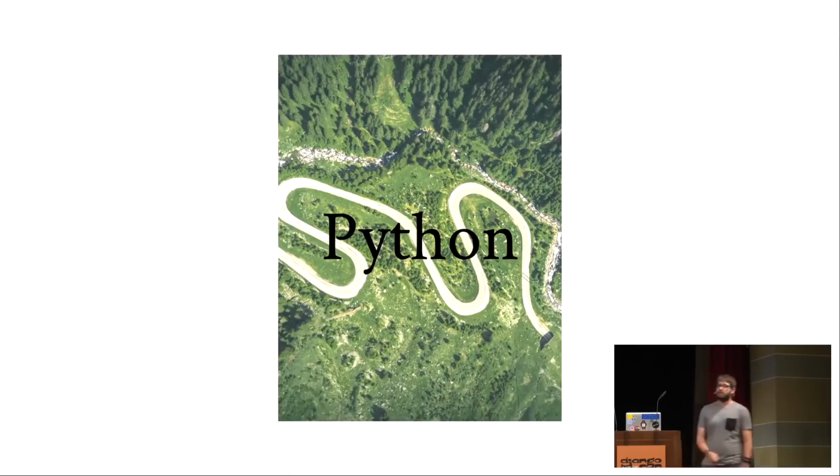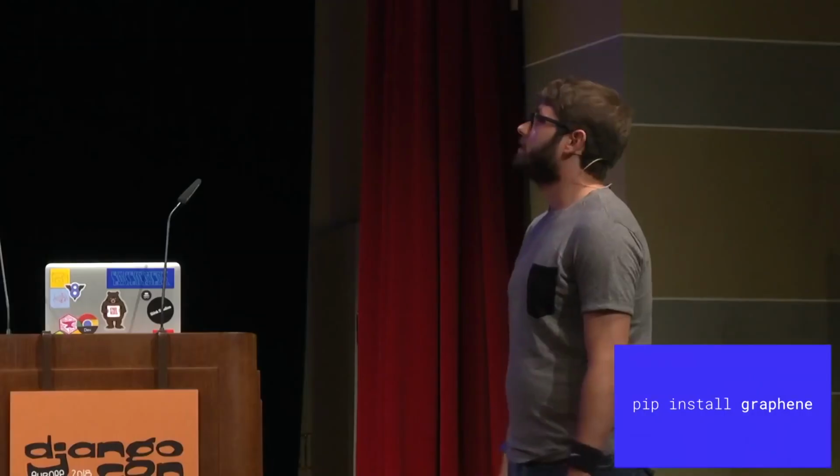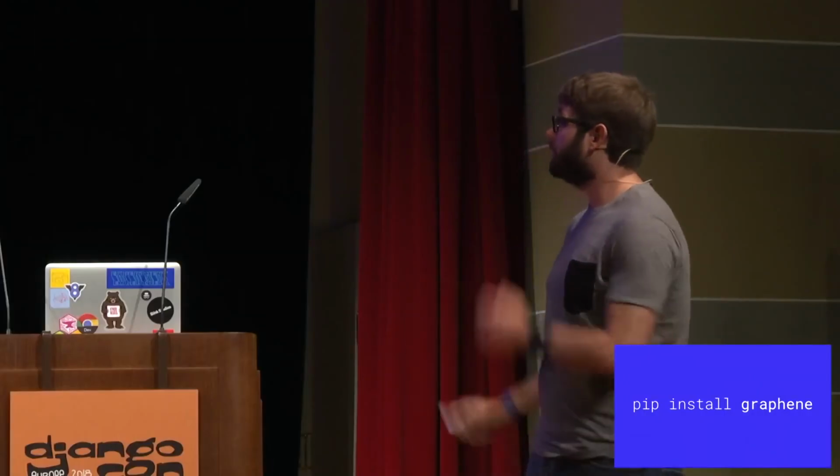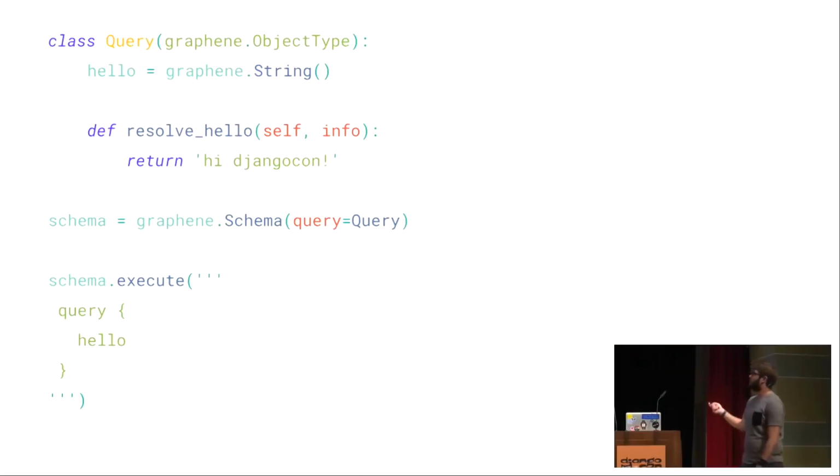So we are a Python conference, obviously we want to use this with Python. And there is a library called Graphene, and you can install it like this. Just pip install graphene, and then you import it, and then you create a class for the query. As I said, everything is typed in GraphQL, so even the root query is a type. So you have ObjectType. In this case, we have a query that only has one field, which is hello.